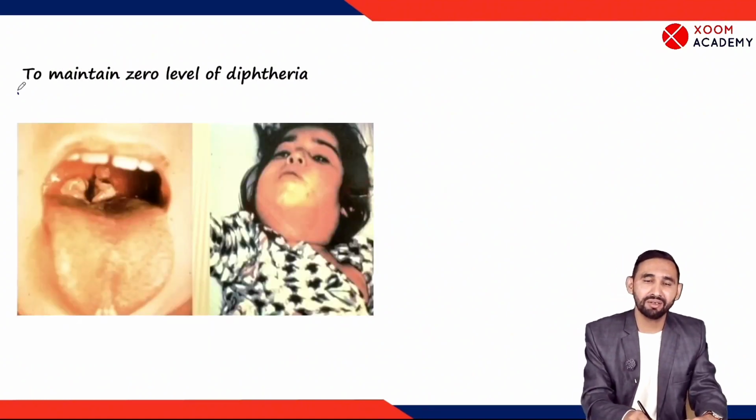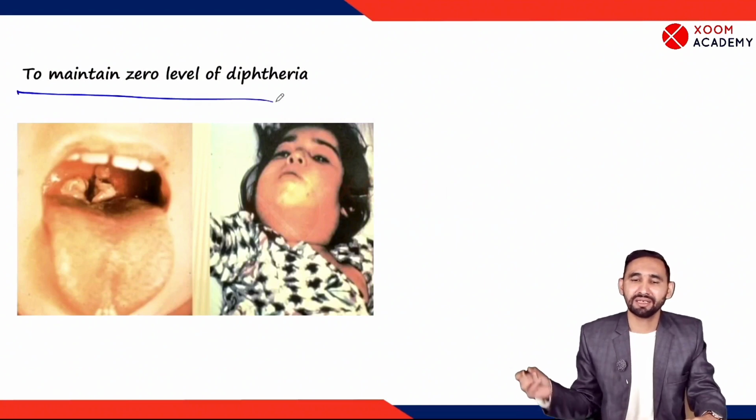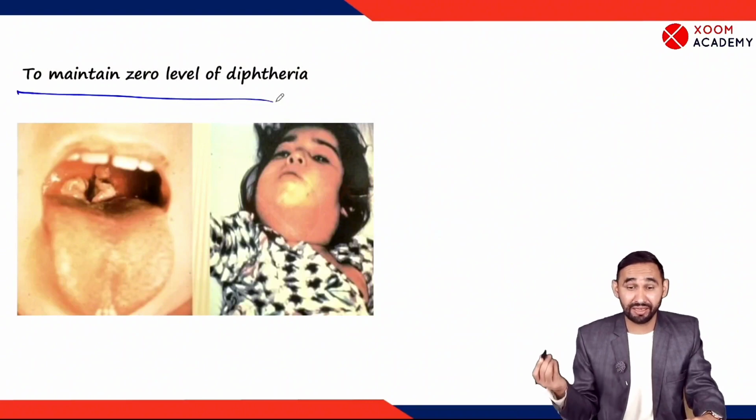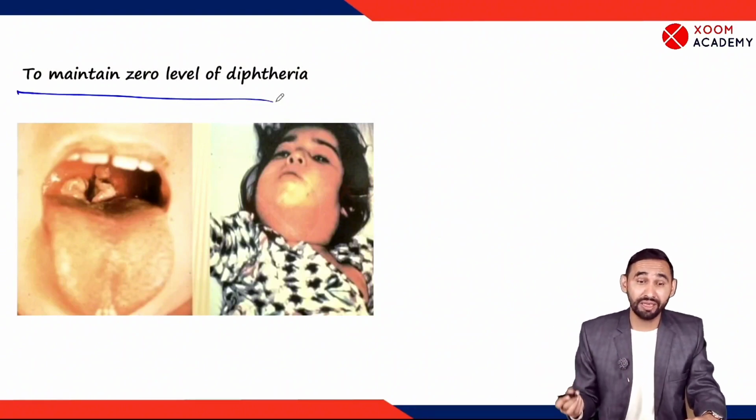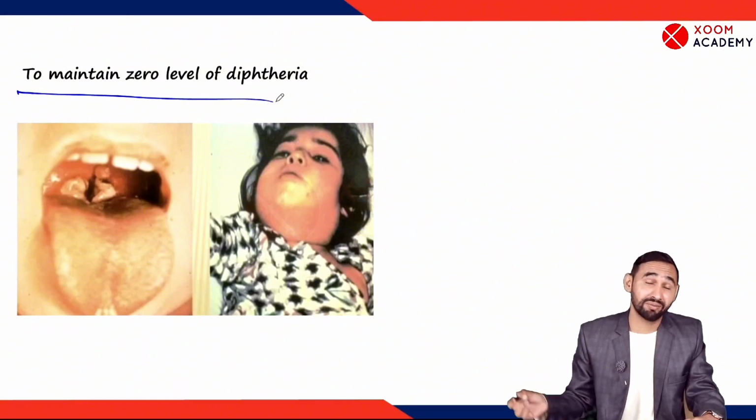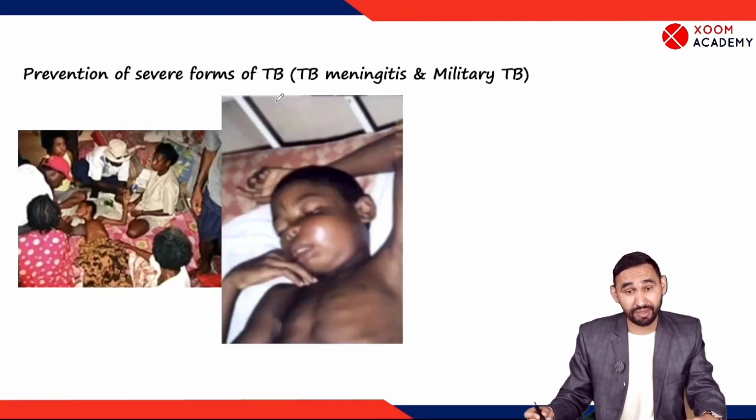We need to maintain zero level of diphtheria because diphtheria can spread from the pharynx to the larynx. It can cause cutaneous diphtheria. There is nasal diphtheria. So we need to maintain zero level against diphtheria. Diphtheria vaccination is included in EPI.